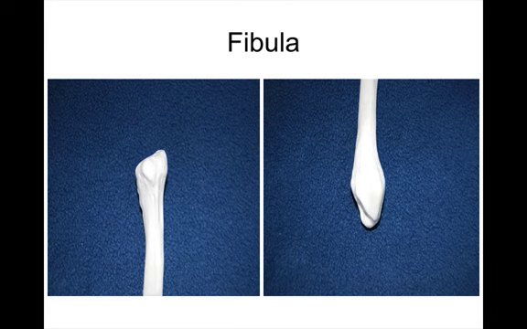On the left image on this slide, we have the head, which is the blockier aspect of the fibula, the proximal aspect that makes a connection with the tibia. And then you'll note on the right that that's a flatter looking structure, and that's actually the lateral malleolus on the right there, the distal aspect of the fibula.